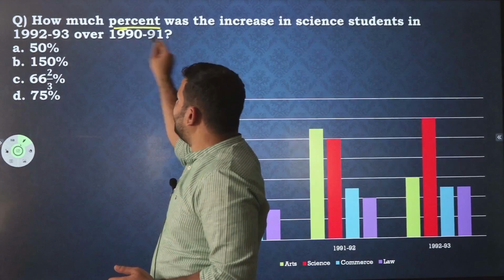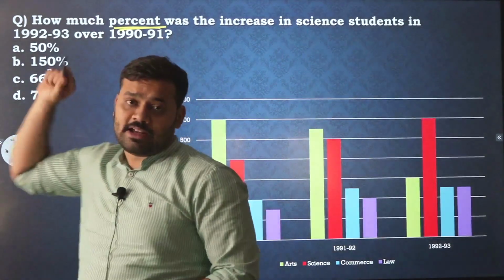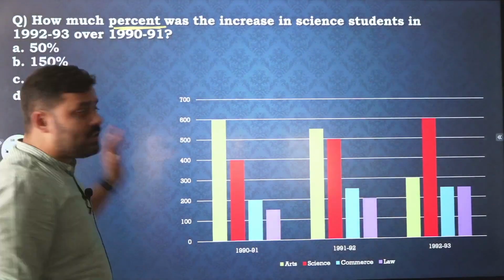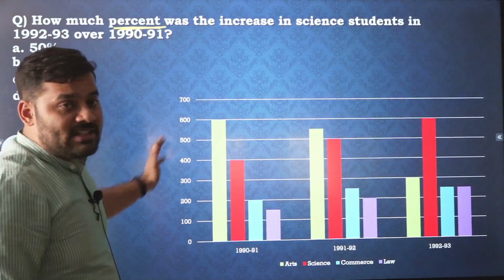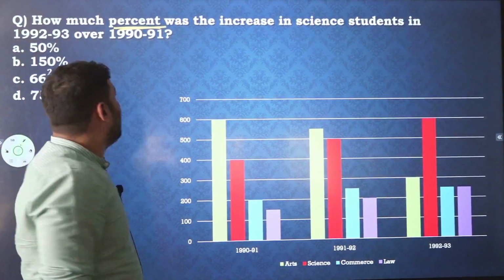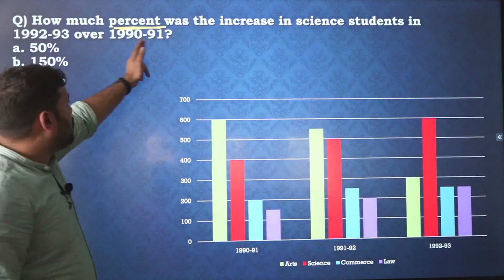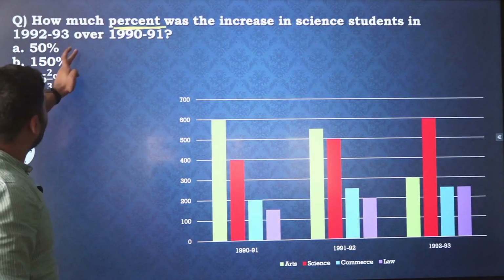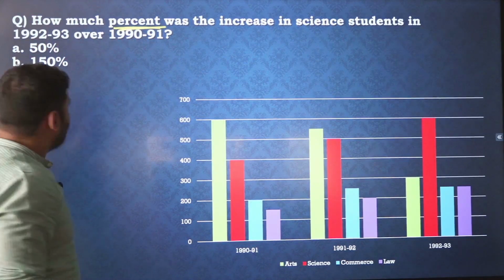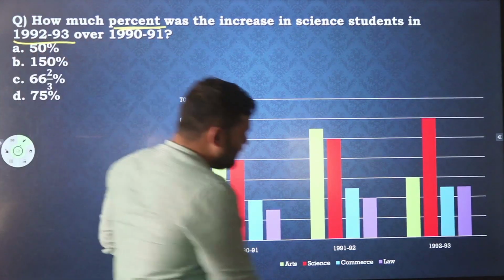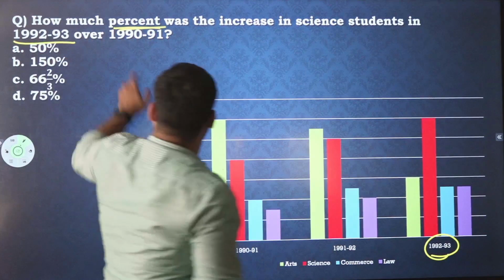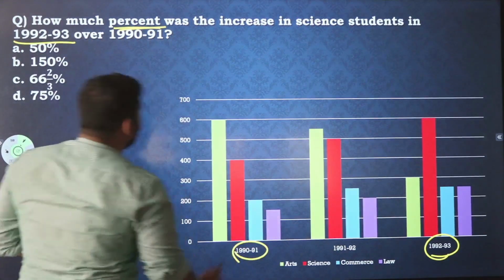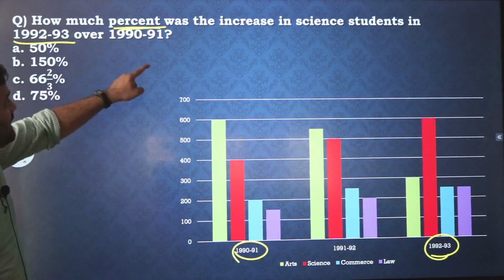As I've already told you, data interpretation, they can complicate it. They can add multiple topics under data interpretation. That is why this is the examiner's favorite. So how much percent was the increase in science students in 1992-93 over 1990-91. First we'll go here. 1992-93 is here and 1990-91 is here. Now they're asking the percentage increase in science.